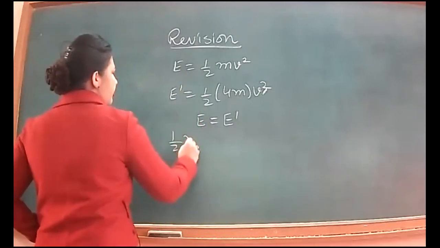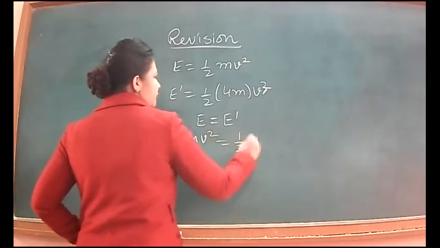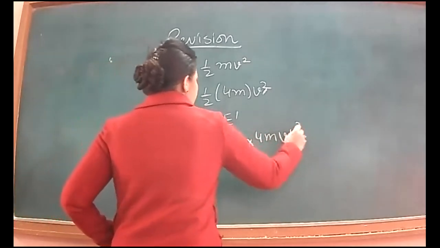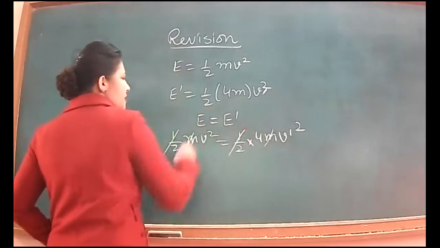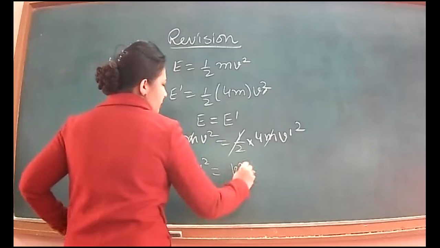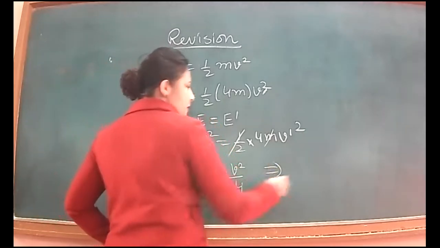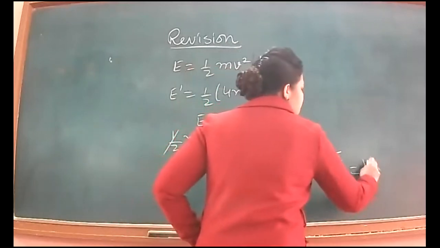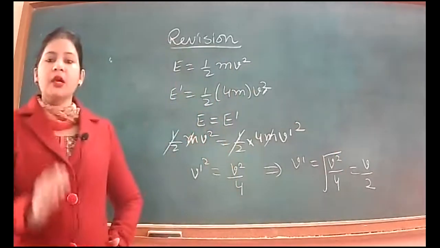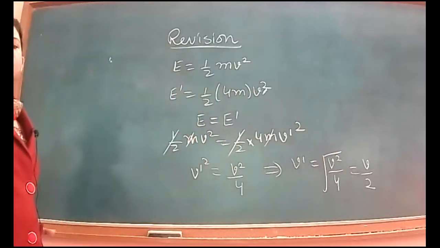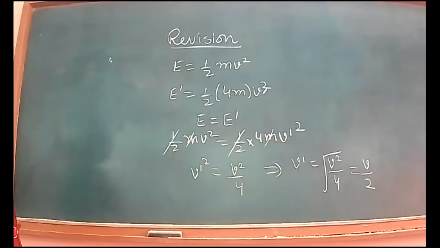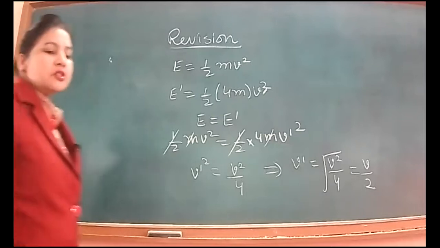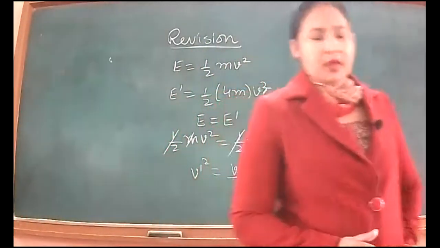We equate half mv square is half 4mv dash square. Half gets cancelled, m gets cancelled. V dash square is v square by 4. Or taking the square root on both sides, V dash is under root V square by 4. So that is V by 2. So velocity should be halved. It should not be reduced to 1/4. It should not be made 4 times. It should be reduced to half. So if our mass is getting 4 times, then we should halve the velocity so that the kinetic energy remains same. Okay, fine.